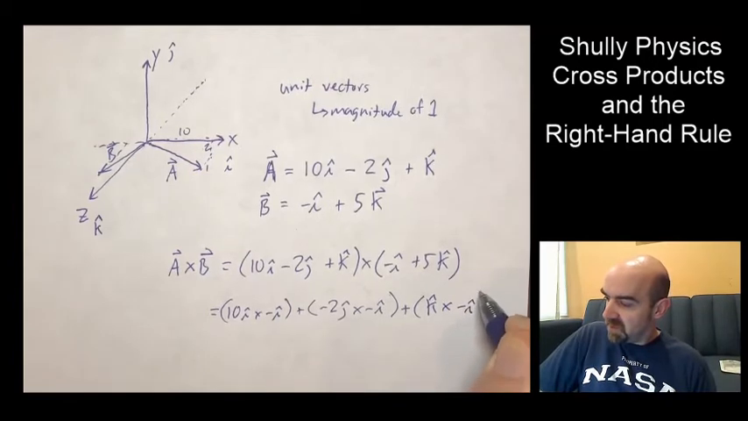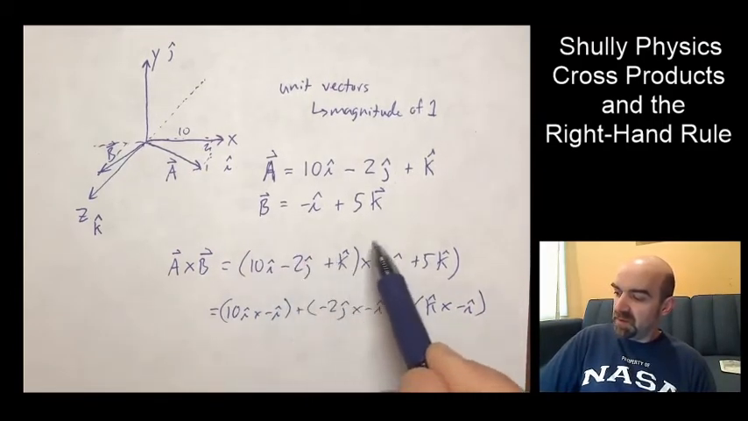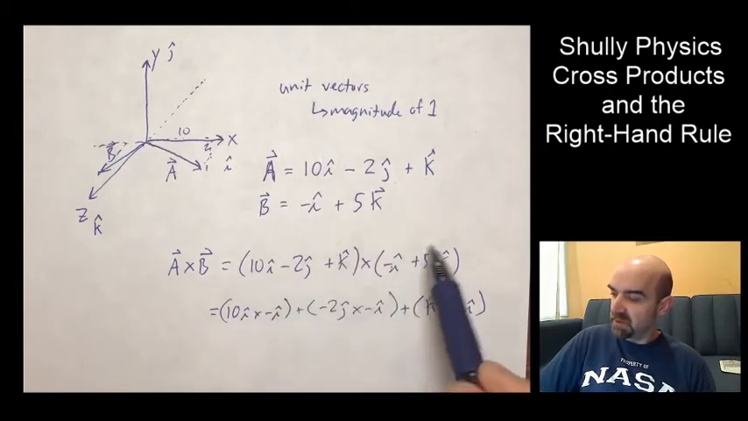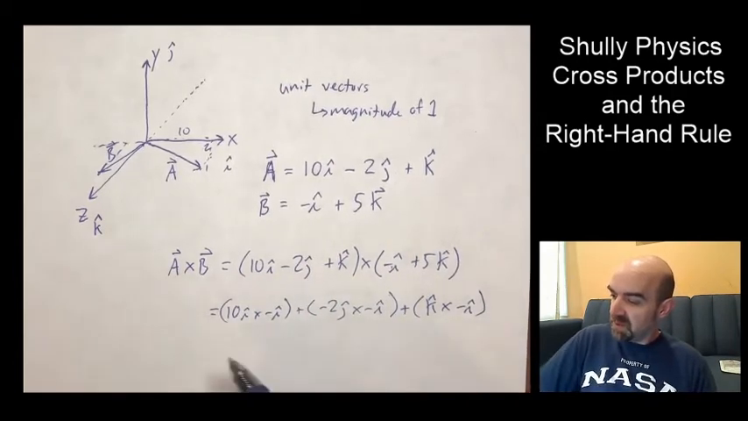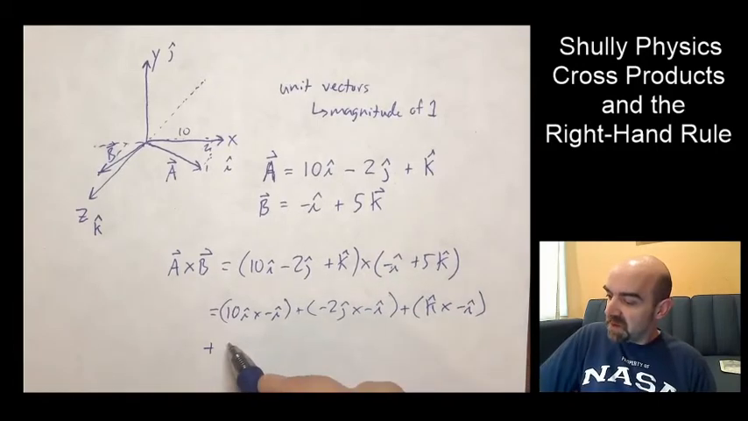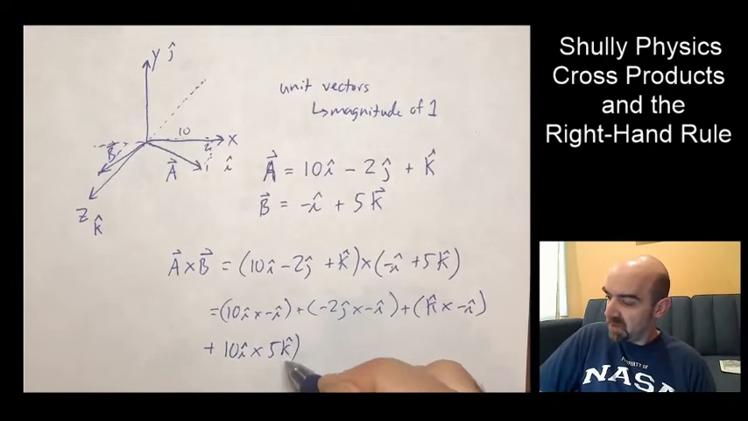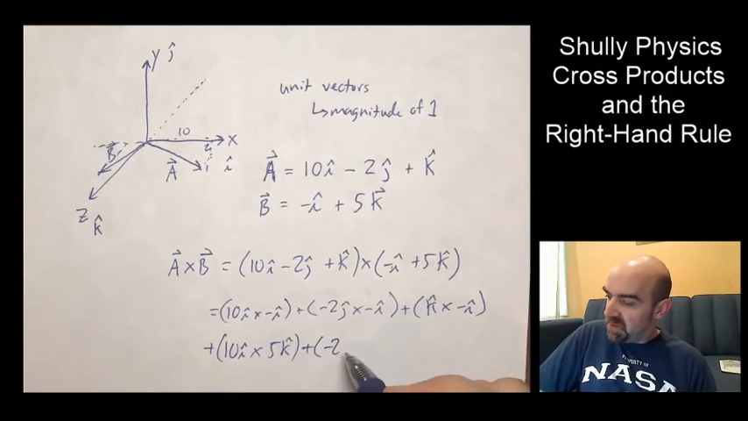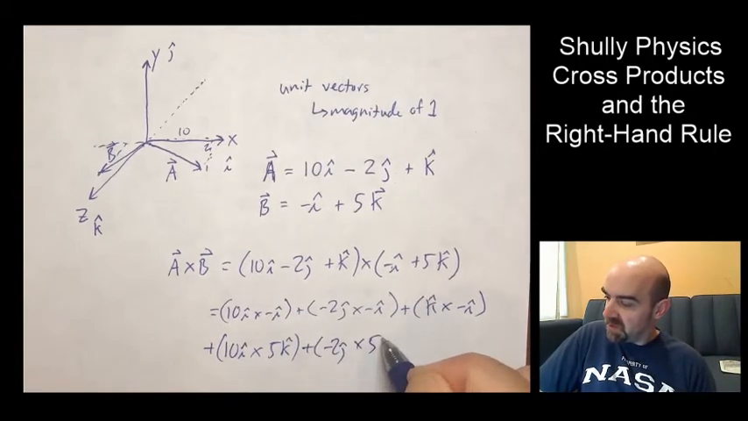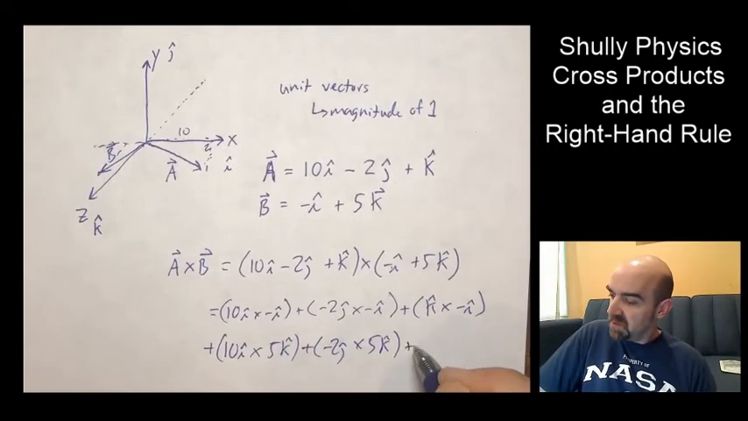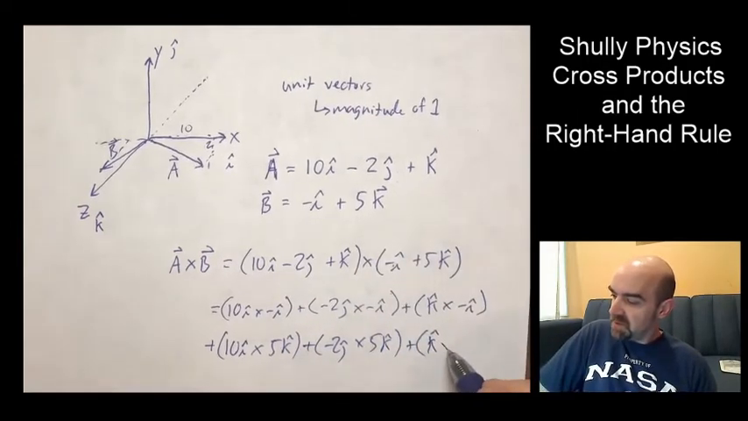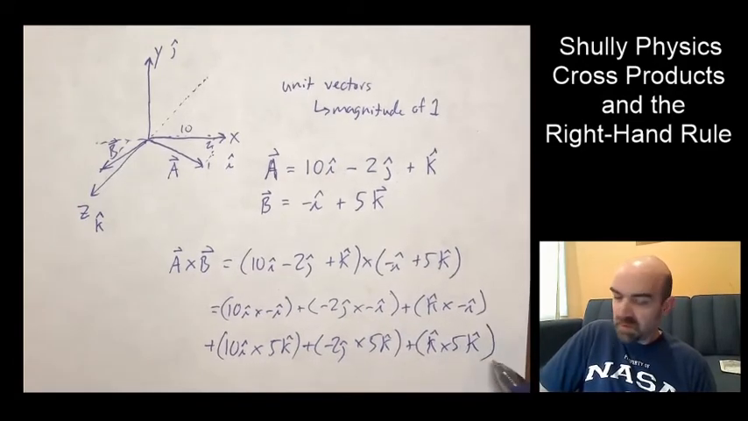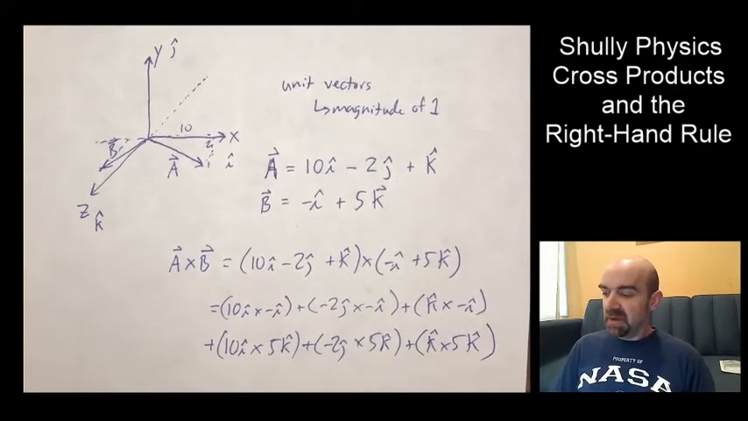So I applied all those to the negative I. Now I'm going to apply all those, multiply them by the 5k. So we're also going to add on here a 10i cross 5k, plus a negative 2j cross 5k, plus k. Here's our last one, cross 5k. All right, there it is. All right, what do we do now?